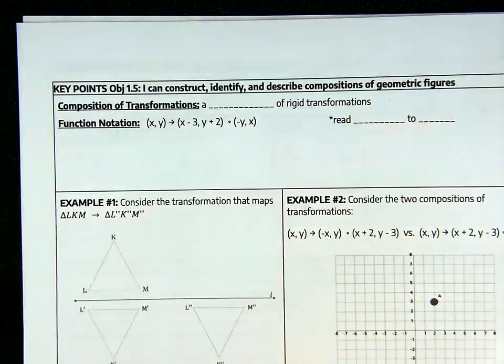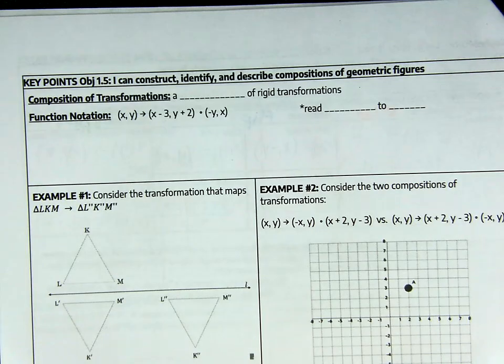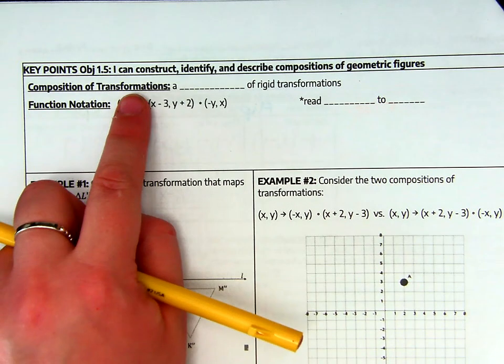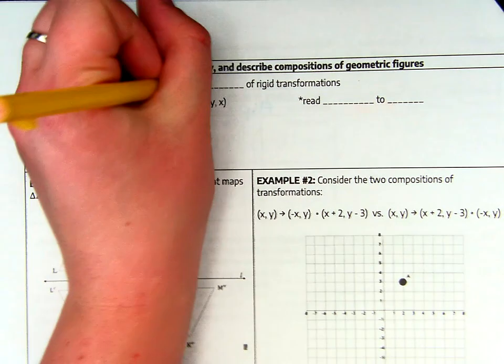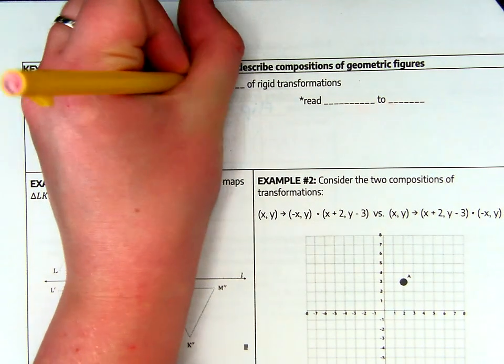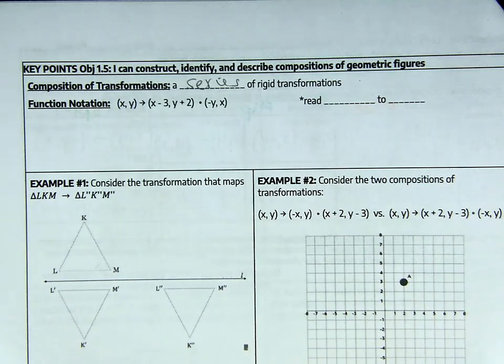So again, this objective is about compositions of transformations. All that is, is a series of rigid transformations. In the past, we've dealt with transformations one at a time. Like we've only done a translation, we've only done a rotation, we've only done a reflection. Now we're going to talk about what it looks like to do more than one transformation at a time. Okay? So I'm actually going to jump straight to example 1.